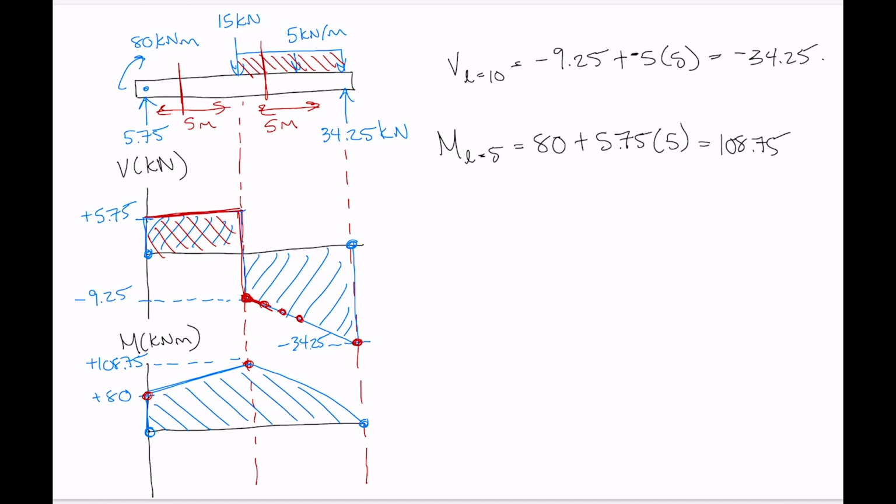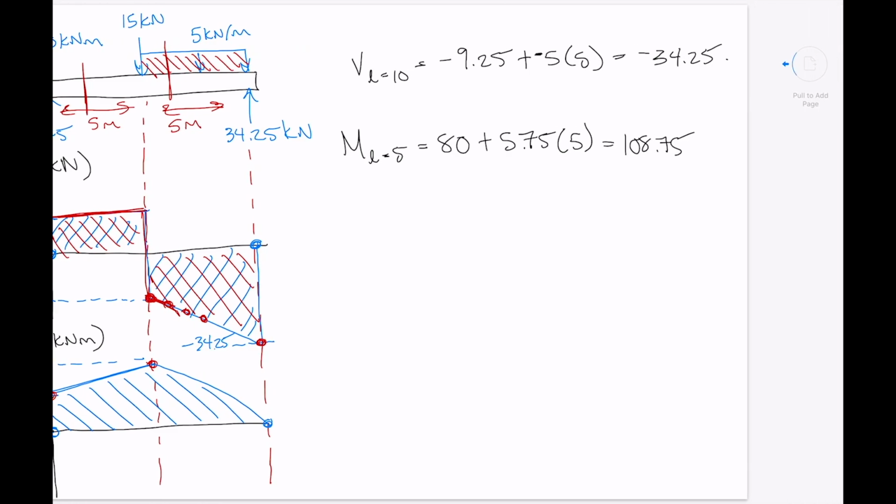And again, you could double check that we got back to the right place by ensuring that this area in here equals 108.75. Okay, so a lot faster than when we drew those shear and moment diagrams using the method of sections, right?